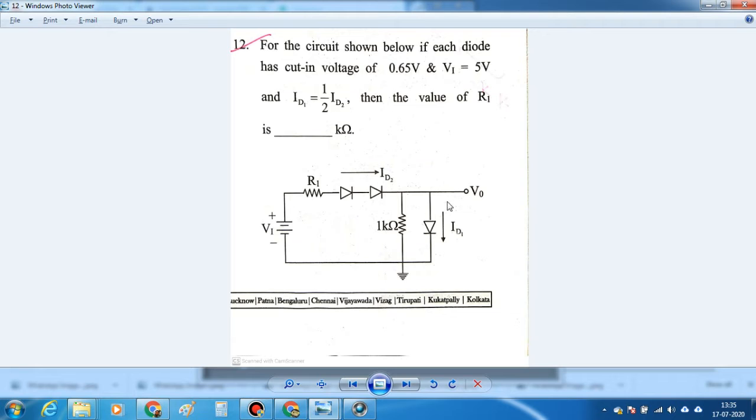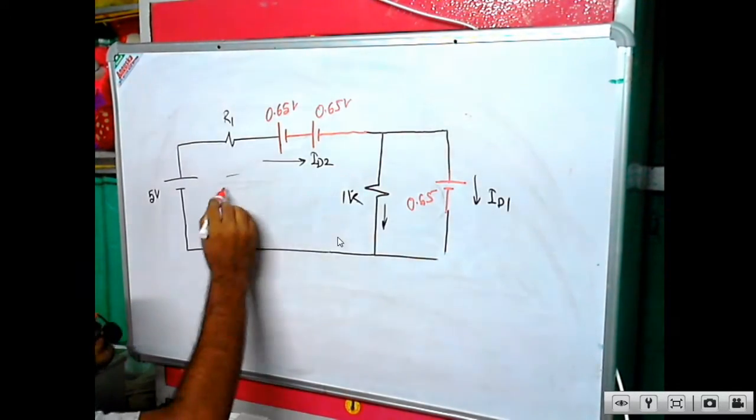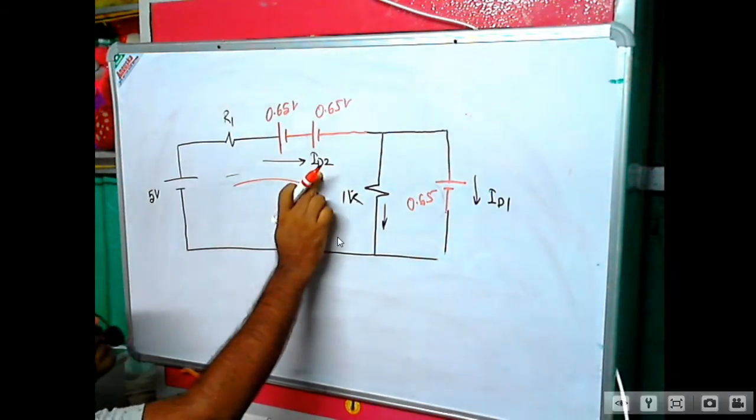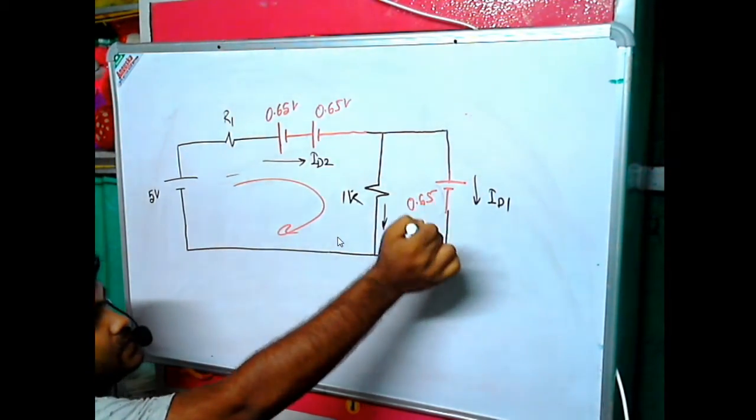Okay, so as current ID1 and ID2 are flowing, we can assume that these diodes are in the on condition. So we can replace them by their equivalent voltage sources. So this is basically the circuit. Now you can apply KVL over here in this path. ID1 and ID2 are flowing in this path, and ID1 is over here.